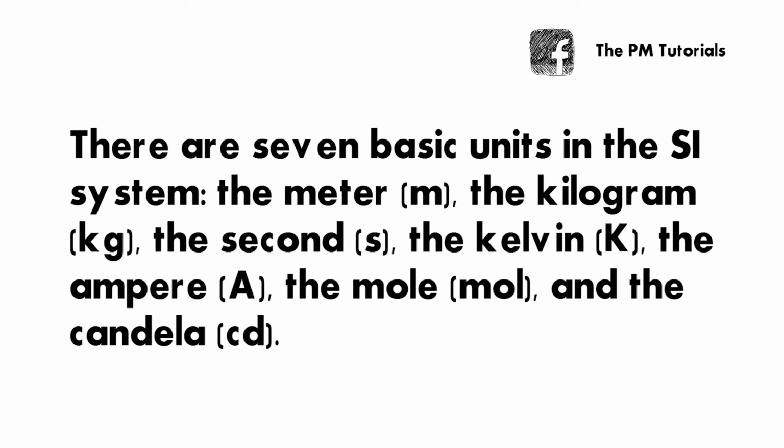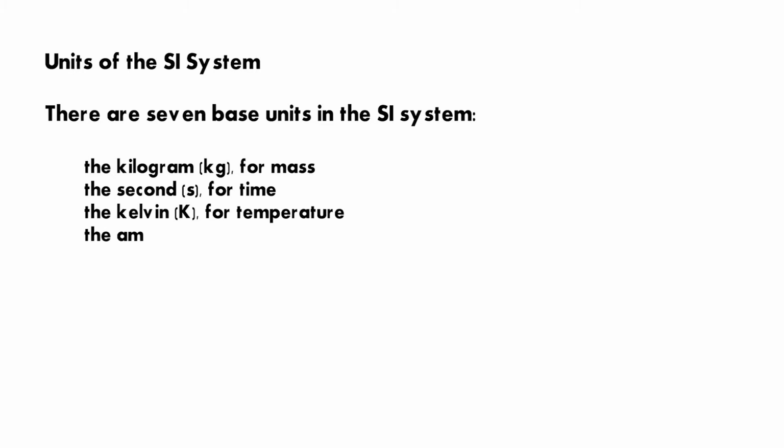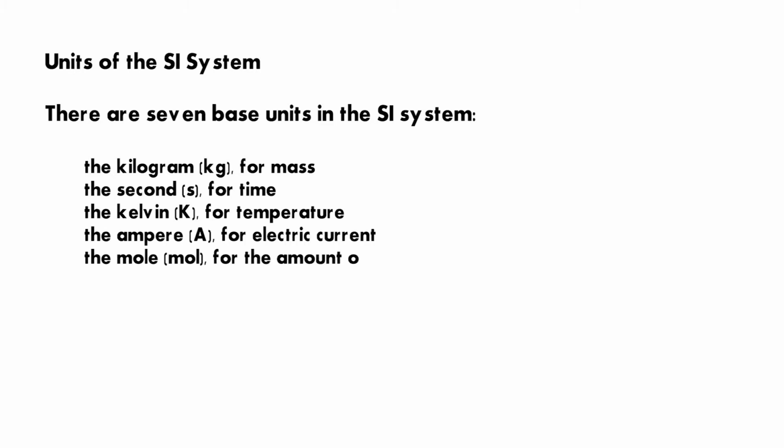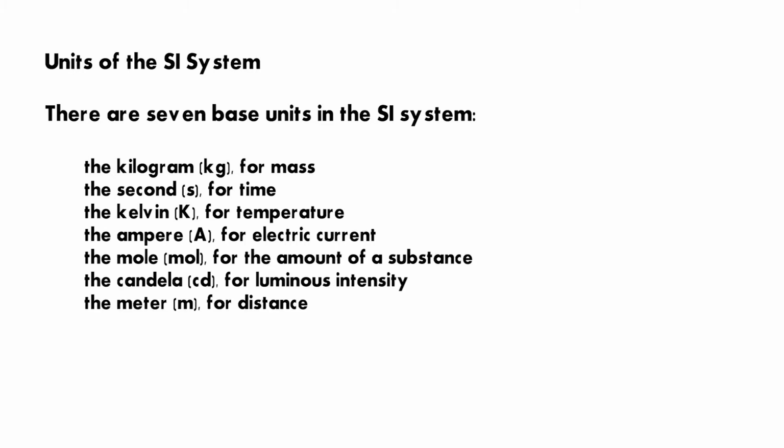Here, we are going to see which parameter is used in which field. Like the first one, the kilogram: it is used for measuring mass. Second is used for measuring time, Kelvin is used for temperature, ampere is used for electric current, mole is used for amount of substance, candela is used for luminous intensity, and the meter is used for measuring distance.